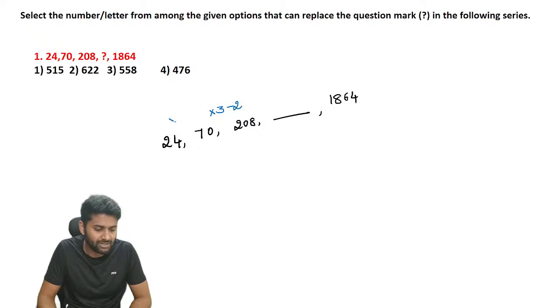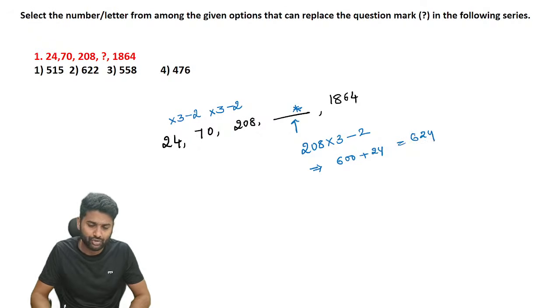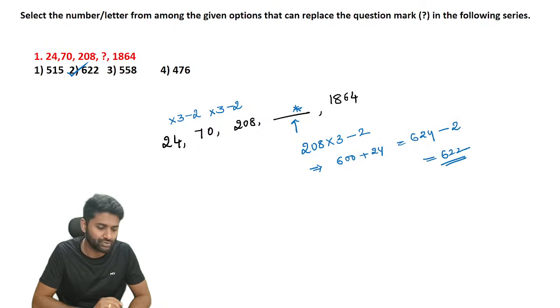Let's verify whether this is right or wrong. 24 multiplied by 3 is 72. Subtract 2, then it gives 70. So if you want to replace the missing number here, you just continue with the same logic. 208 multiplied by 3 is 624, and subtracting 2 gives 622. Now the number that should replace the question mark is 622. Clear?